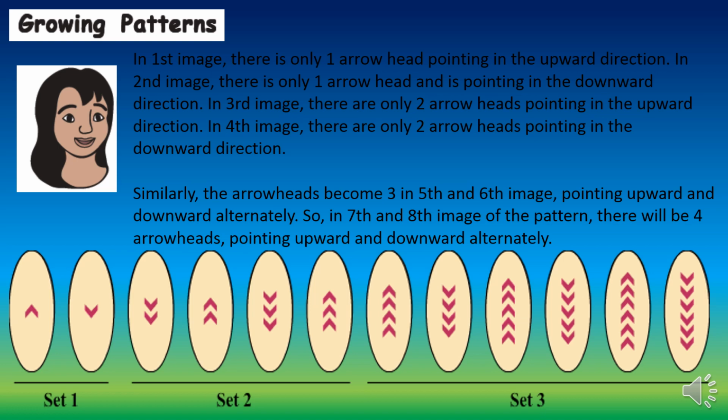In the third image there are two arrowheads pointing in the upward direction. In the fourth image there are two arrowheads pointing in the downward direction. Similarly, the arrowheads become three in the fifth and sixth images, pointing upward and downward alternately. So in the seventh and eighth images of the pattern there will be four arrowheads pointing upward and downward alternately.